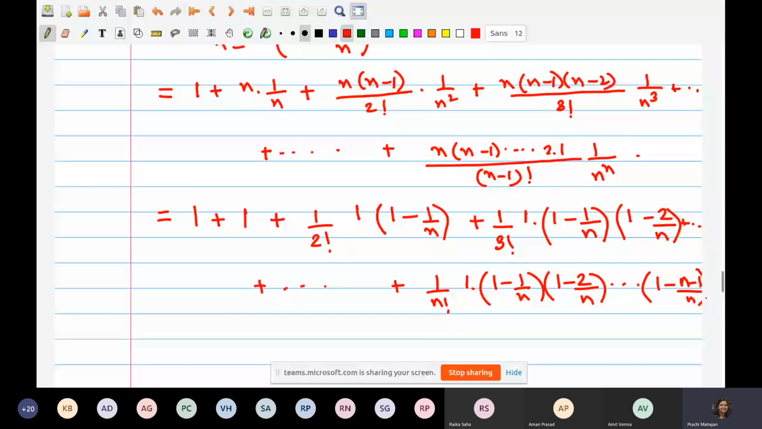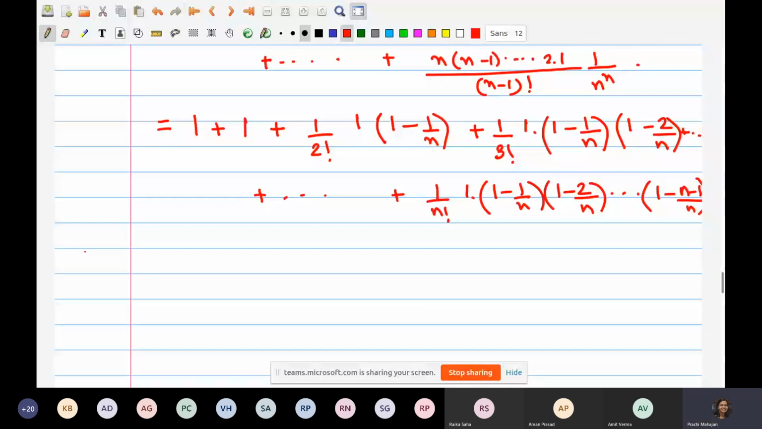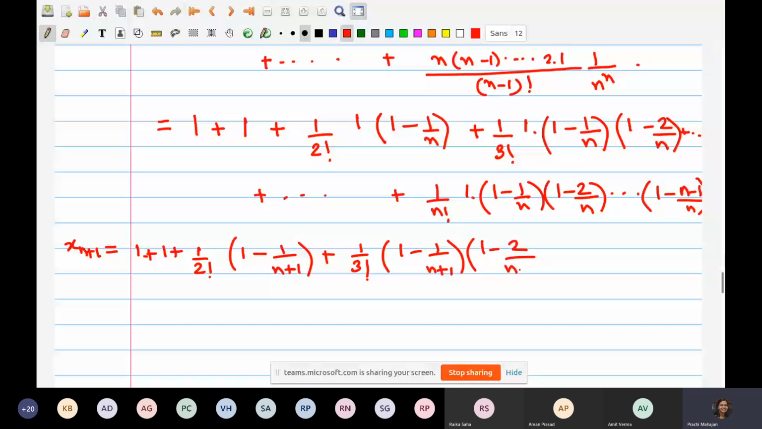So if this is the nth term, then I can write down the n plus 1th term as well, right? In a similar fashion. So what will that be? The n plus 1th term would be, borrowing from our analysis upstairs, 1 by factorial 2, 1 minus 1 by n plus 1, 1 by factorial 3, 1 minus 1 by n plus 1, 1 minus 2 by n plus 1. So I will have an n plus 1 term in the denominator, right?